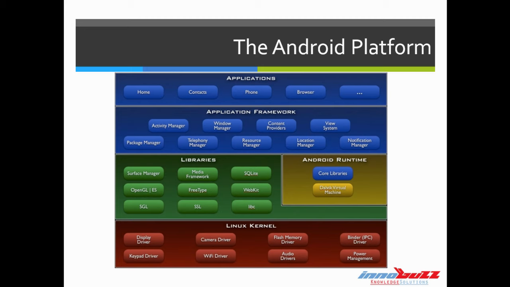The Android platform. This is the architecture diagram of the Android platform. At the lowermost level is the Linux kernel, which has the various drivers. Above the Linux kernel are the libraries and the Android runtime.